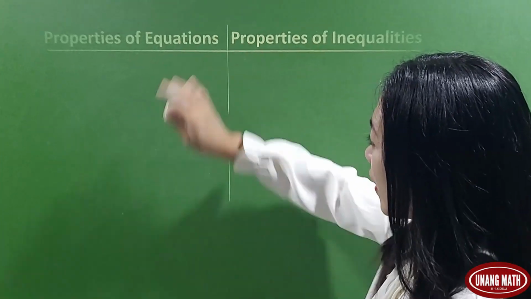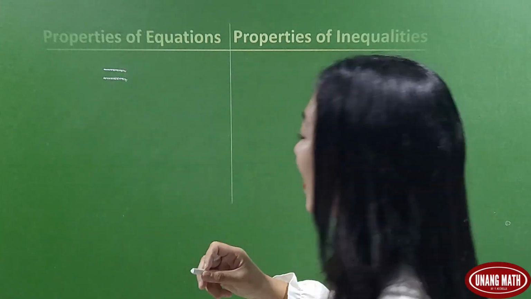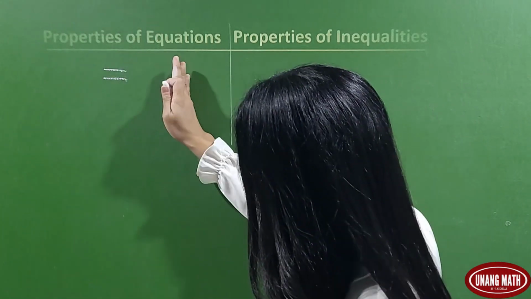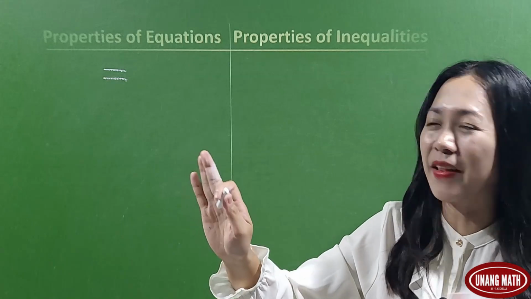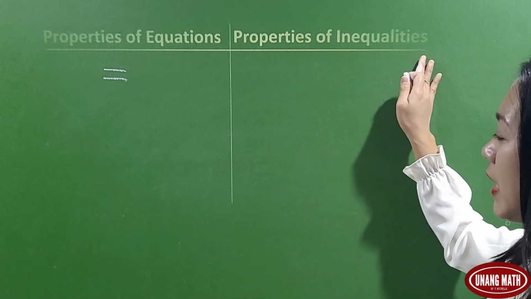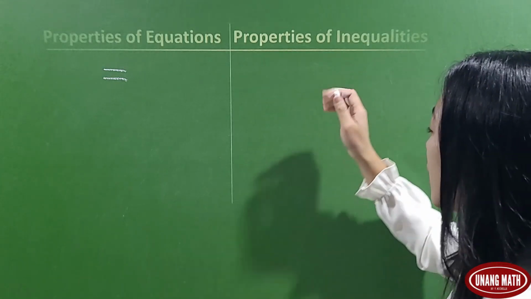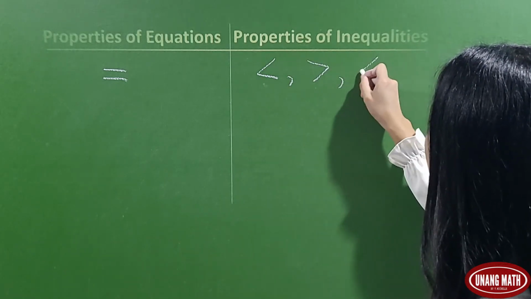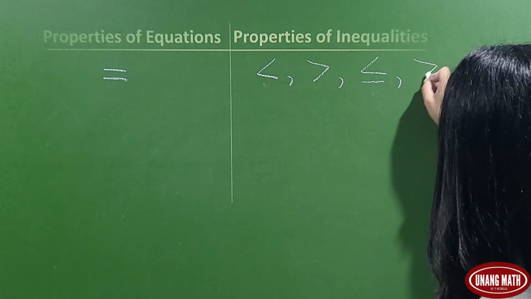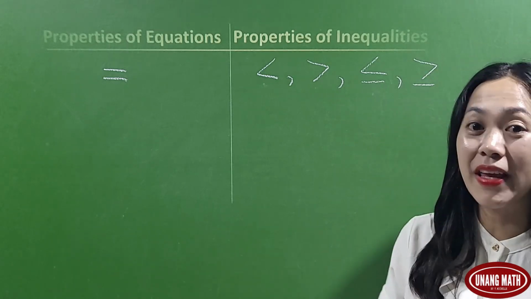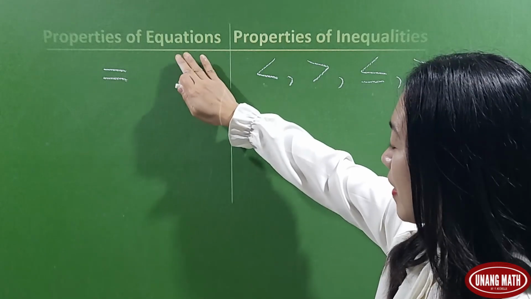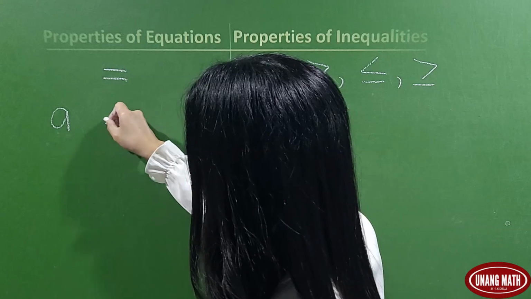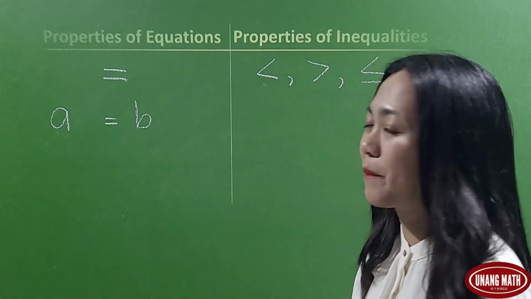Okay, when we say equation, it uses an equal sign, meaning the number on the left side is equal to the number on the right side. If it's an inequality, it uses inequality symbols like less than, greater than, less than or equal to, and greater than or equal to. Okay, let's give an example of an equation. Let's say our equation is A is equal to B.